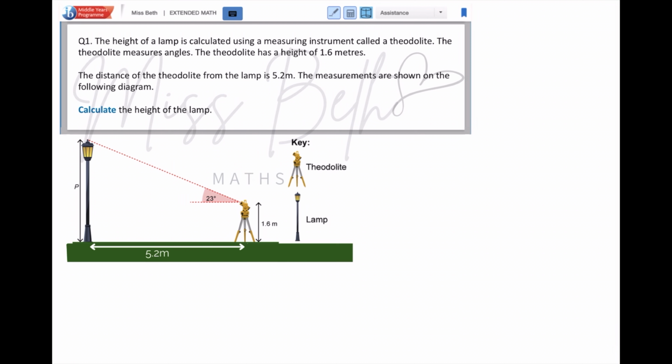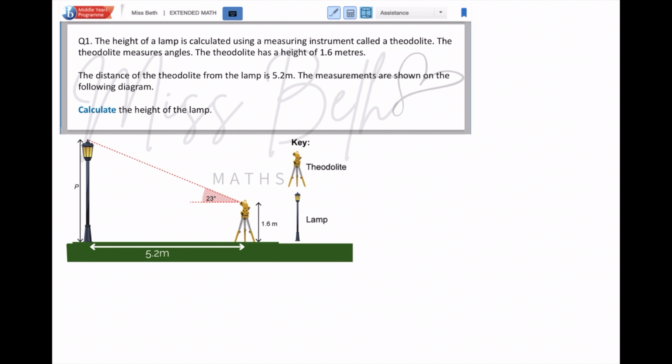Question 1. The height of a lamp is calculated using a measuring instrument called a theodolite. The theodolite measures angles. The theodolite has a height of 1.6 meters. The distance of the theodolite from the lamp is 5.2 meters. The measurements are shown on the following diagram. Calculate the height of the lamp. Okay, so you need to understand what this question is asking. It's asking us to find P.